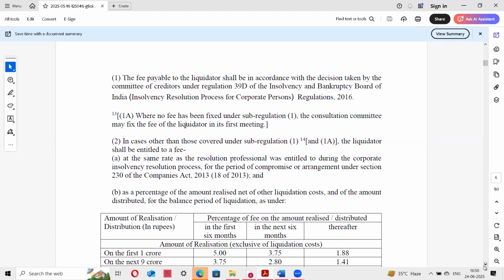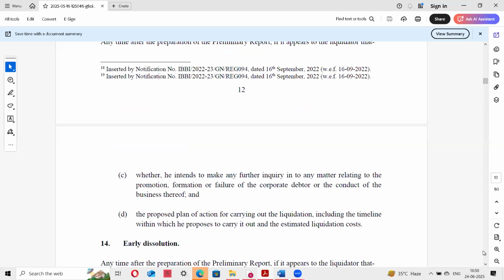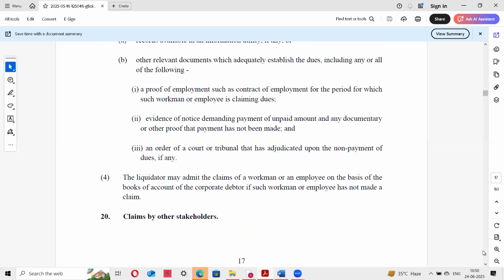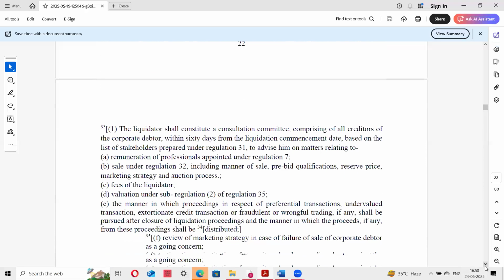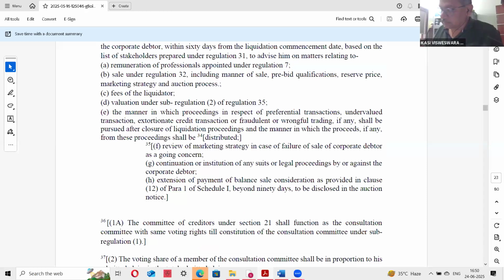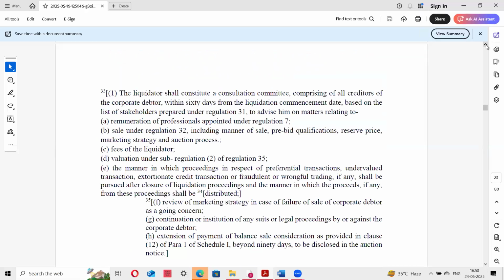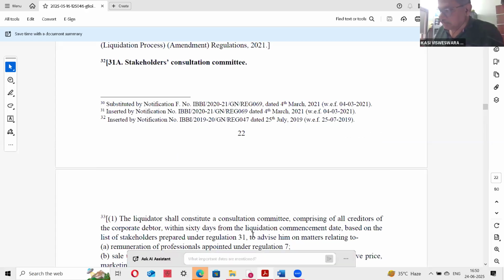Madam, Regulation 31A. Yes, kindly refer to Regulation 31AC. Regulation 31C, fee of the liquidator. They can do it in any meeting. No, the liquidator shall constitute the consultation committee comprising of... not any meeting, sir. It is the first meeting.